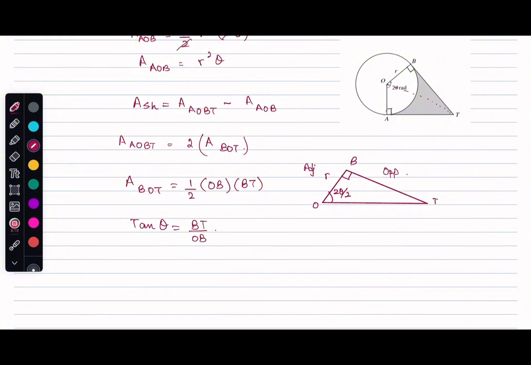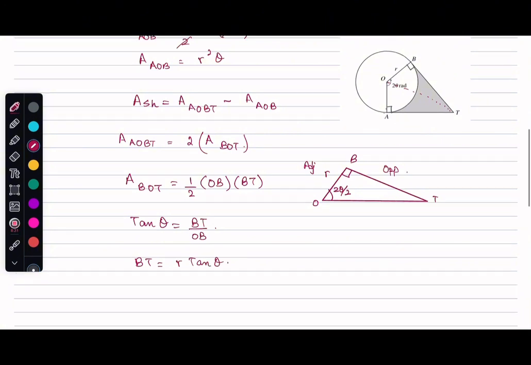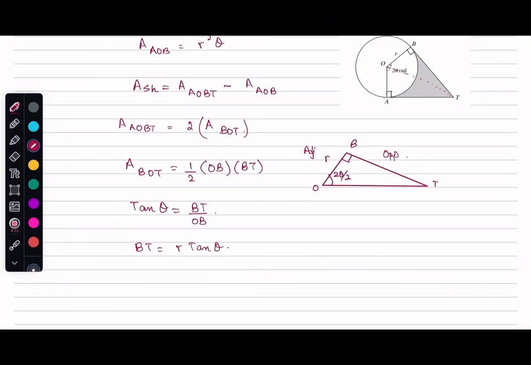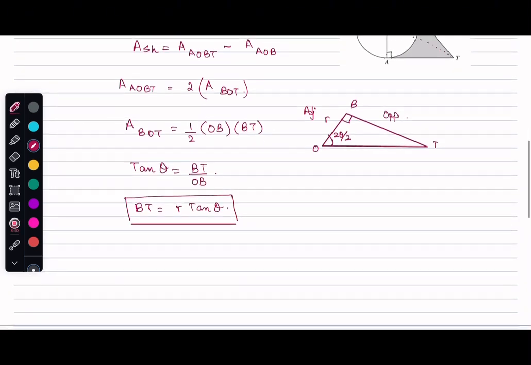Or here I can say that BT is equal to R tan theta. So I have the value of BT. If I substitute this in the area of BOT, then the area of BOT will be equal to 1/2 times R squared times tan theta.